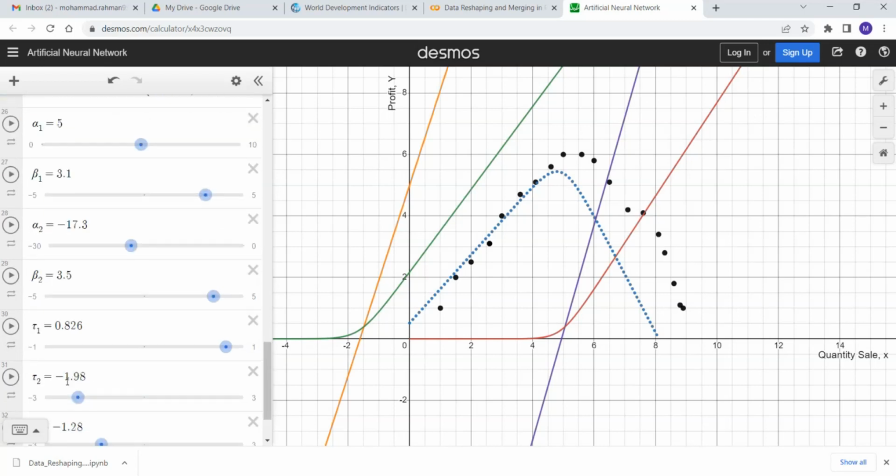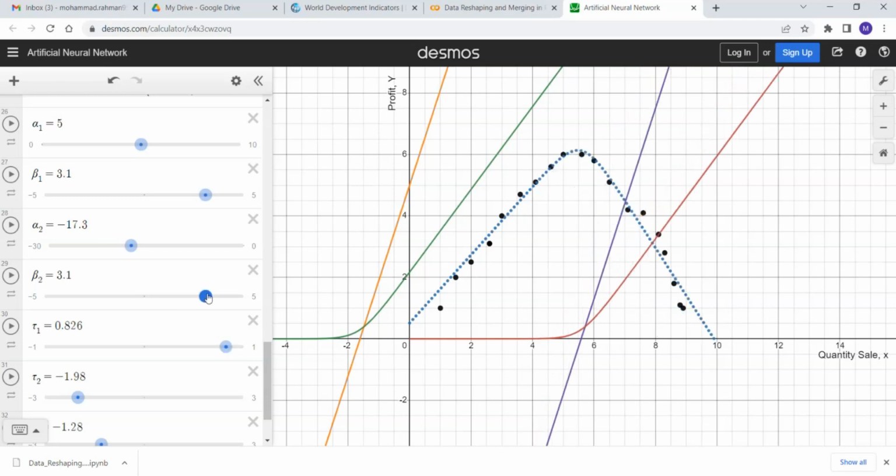Basically, tau 2 is negative. Tau 2 is minus 1.98 for the red line, and tau 1 is positive for the green line. So when you put a negative weight, negative means it is reducing, it is deducting from this positive weight. So when the red line becomes higher and higher, the deduction becomes higher and higher. So that's why the ultimate predicted line becomes lower and lower. So that's why it goes below the actual point. So that is the mechanism here. So again, we just change it.